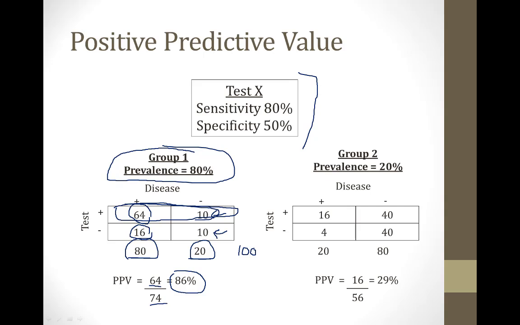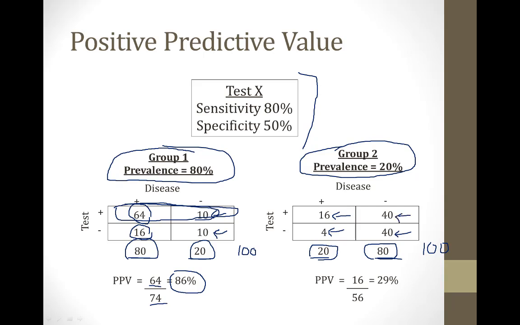Now let's repeat that calculation for group 2, where prevalence is 20%. So once again, we're going to create our 100 imaginary patients. We're going to split them up by disease prevalence so that 20 of them are here and 80 of them are here. For these 20 patients who have disease, I'm going to split them up based on the sensitivity and put 80% of them here, that's 16, and the remainder go here. For the 80 disease negative patients, I'm going to split them up by the specificity, so 50% go here and the remainder go here.